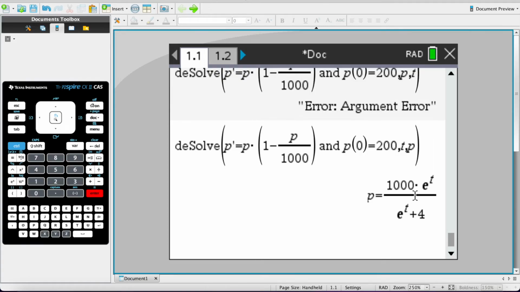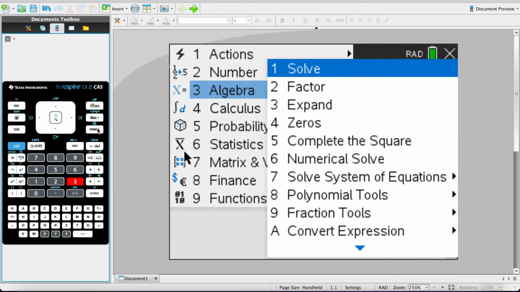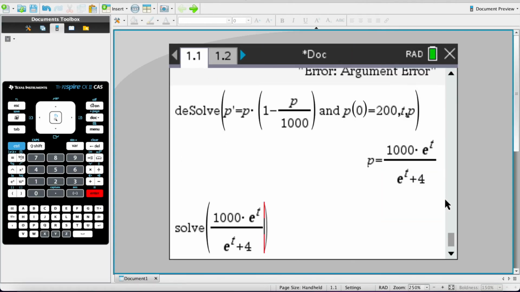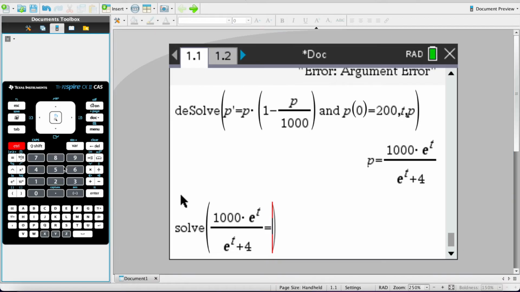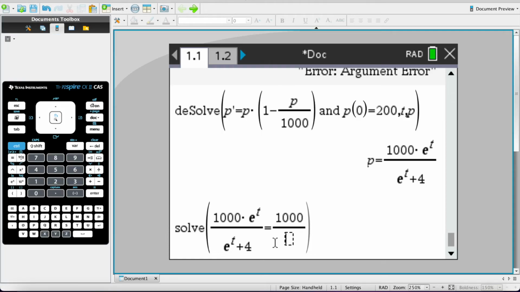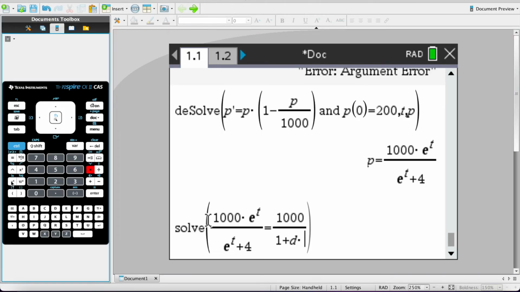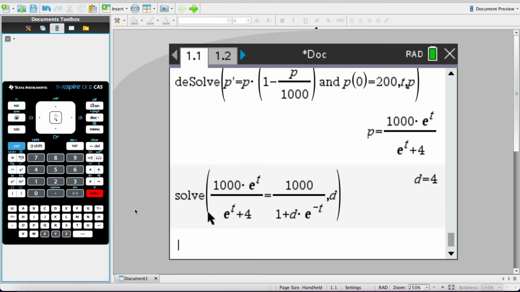So they want you to divide this by, so again we can do the exact same thing to get the form that they want. So solve what the CAS gave me to give me 1000 over 1 plus d times e to the power of negative t, and solve for d, and d is 4.